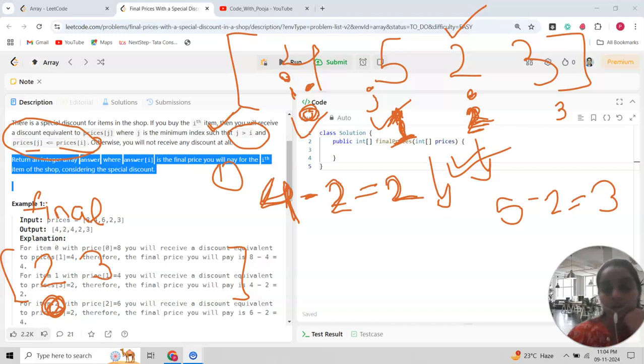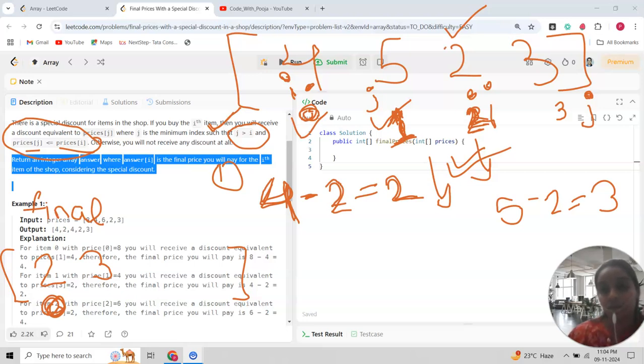Okay, now i will be 2. What will be the j? j will be 3. Is j greater than i? Yeah, of course it is. But is the price of ith element greater than price of jth element? No, it is not. So it was not working.